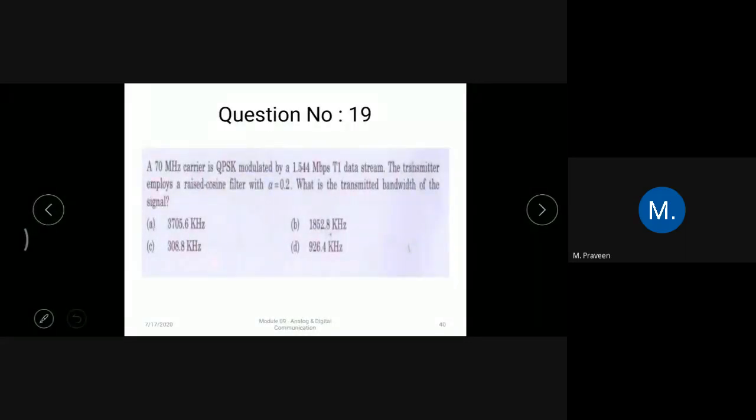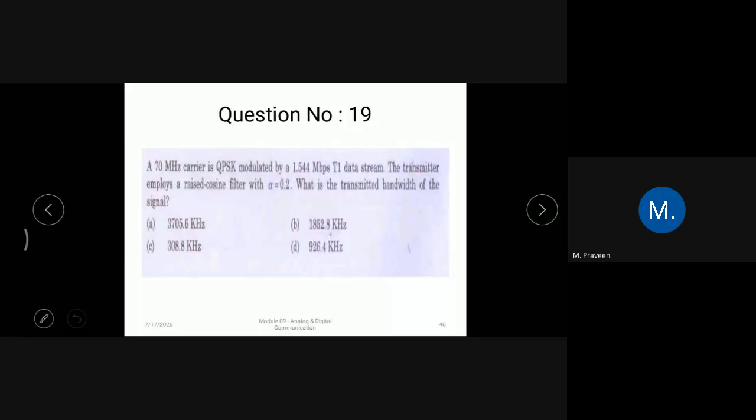A 70 megahertz carrier is QPSK modulated by a 1.544 Mbps T1 data stream. The transmitter employs a raised cosine filter with alpha equal to 0.2. What is the transmitted bandwidth of the signal? You can go and recollect the previous slides. Just see the data given: a 70 megahertz carrier, QPSK modulated, 1.544 Mbps, and alpha equal to 0.2. Now they are simply asking for the bandwidth.